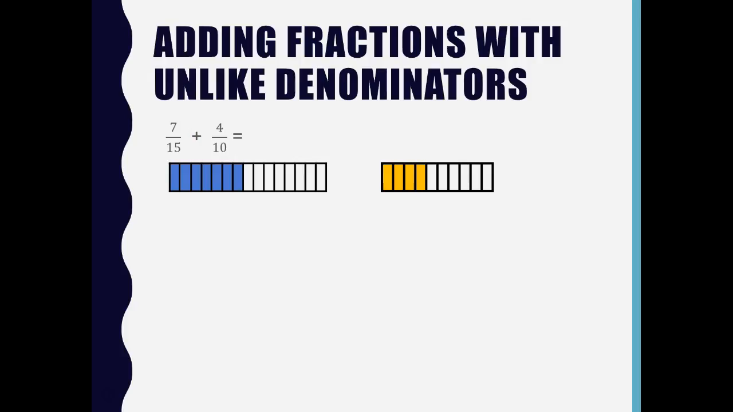Adding and subtracting fractions with unlike denominators. We're going to start with adding fractions with unlike denominators first. And you can first start with models to show them how we arrive at a common denominator using models. So this is 7/15 plus 4/10.